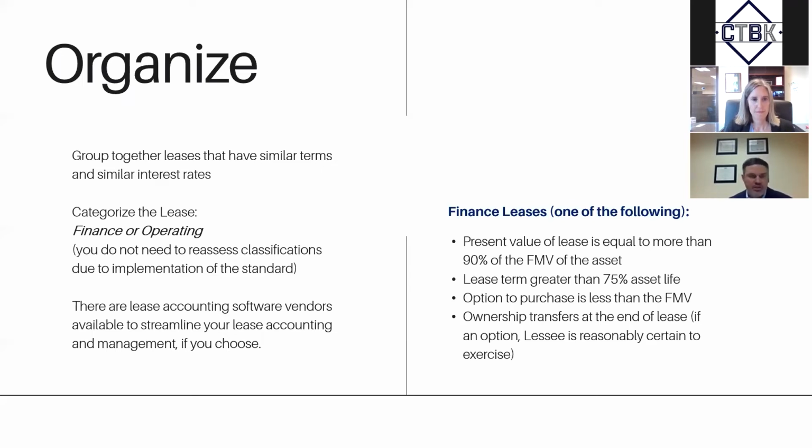And a point to mention here also is that you do not need to reassess your classifications due to implementation of the standard. So if you have capital leases on your books, they're going to be called finance leases going forward, and your operating leases will be continually reported as operating leases. However, the accounting for operating leases now changes going forward. And again, just to reiterate the point, if you find that you have a number of leases and the number is kind of out of control and it's not efficient for you to perform your calculations within Excel, there are software vendors out there to streamline your lease accounting and management if you choose.